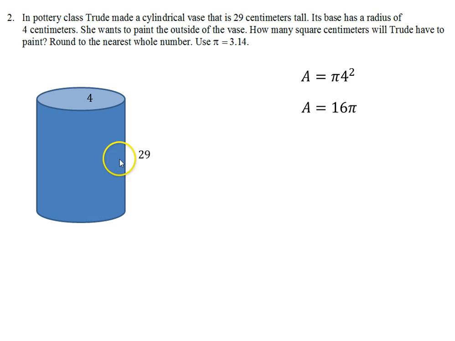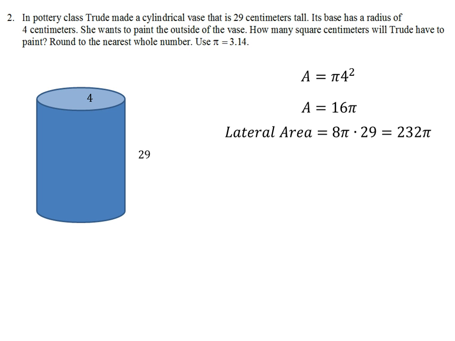Then we have to find the lateral area, and much like we did with the last problem, we are going to find the circumference of the circle, because that is the length of the rectangle that wraps around the cylinder, times 29, which is the height of the rectangle. We multiply that together and we get 232 pi. This value right here, 232 pi, is the lateral area of the cylinder.